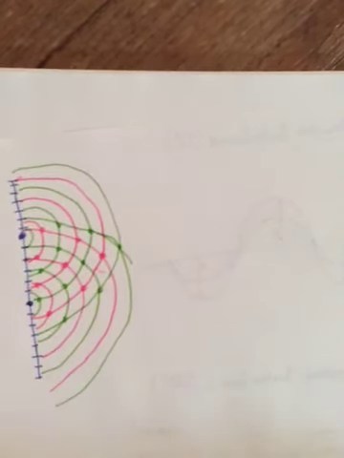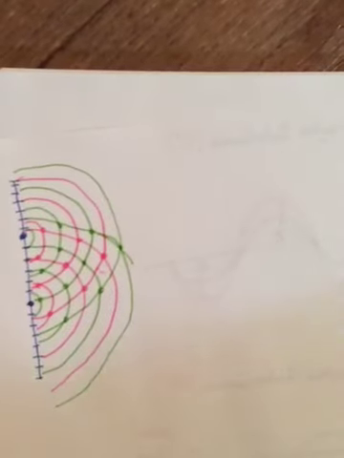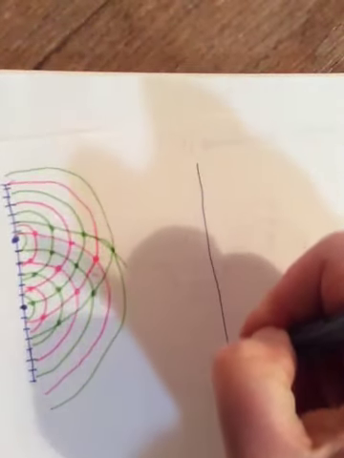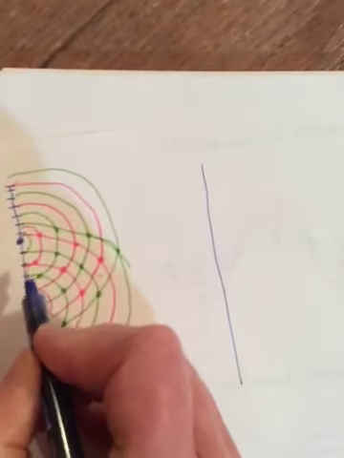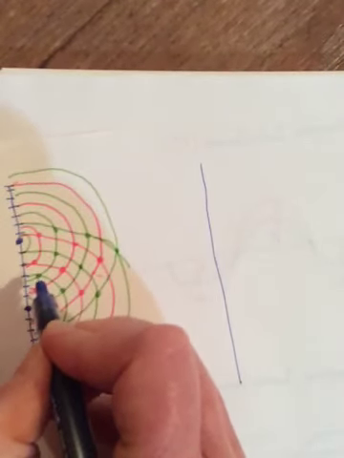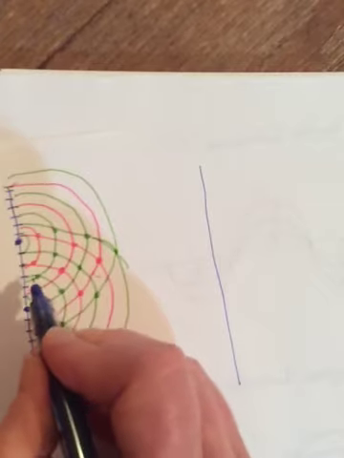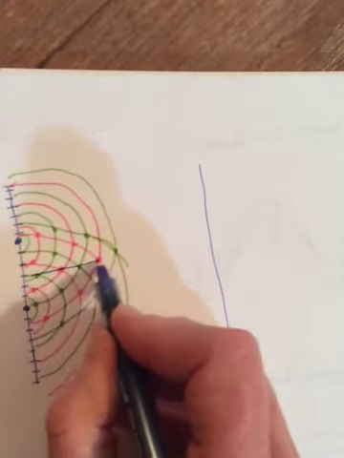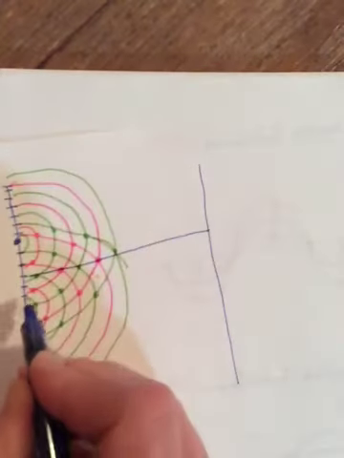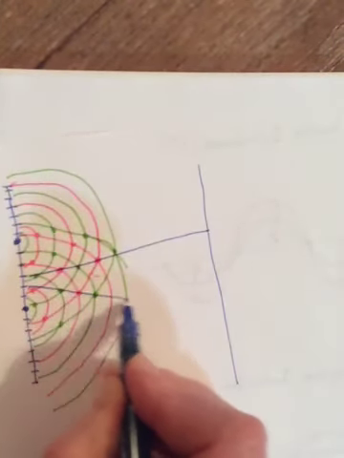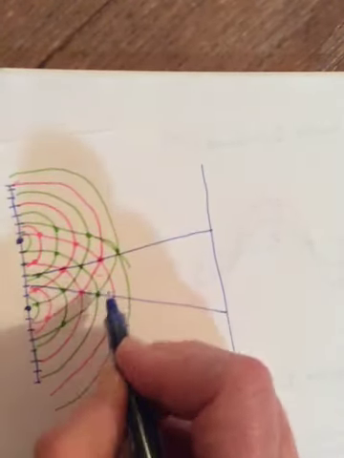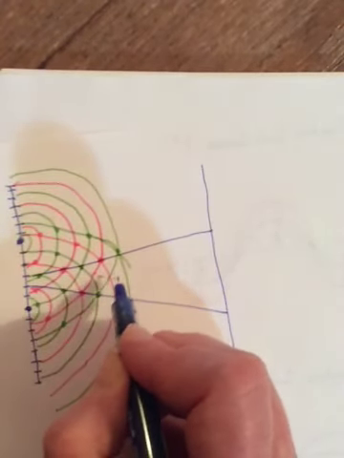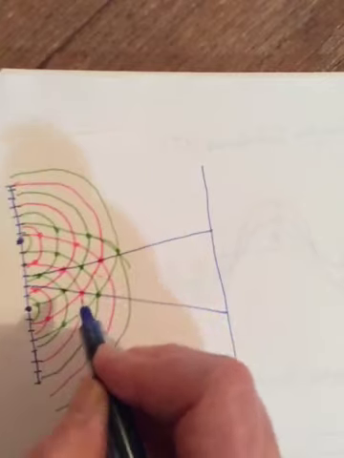Now, if we were to put, and we're going to run out of time, if we were to put a screen back here, and if these were two light sources, what we would see would be bright spots where the red and green are lining up, and dark spots in between, because look, the pink and green are crossing, a crest and a trough. It would be destructive interference.